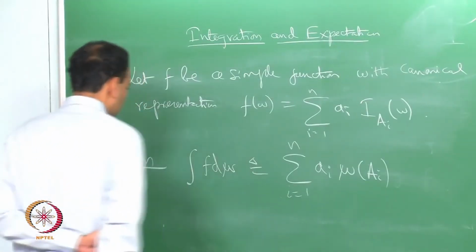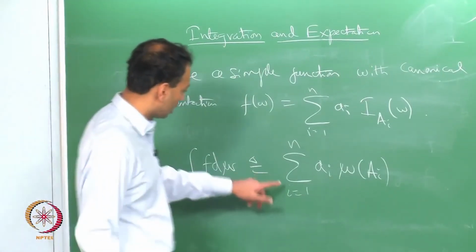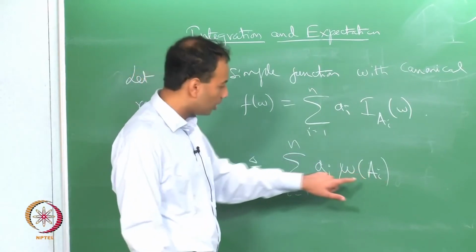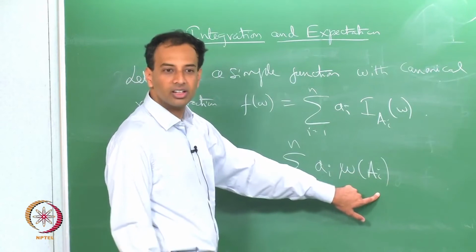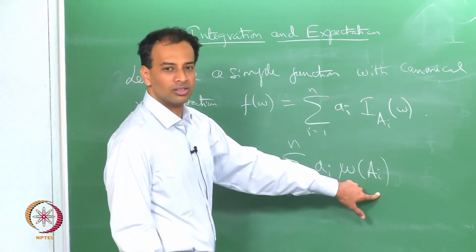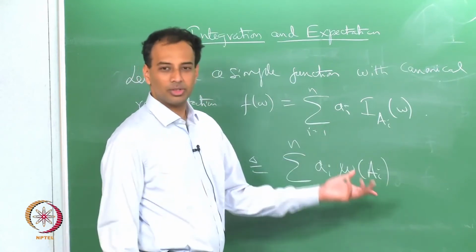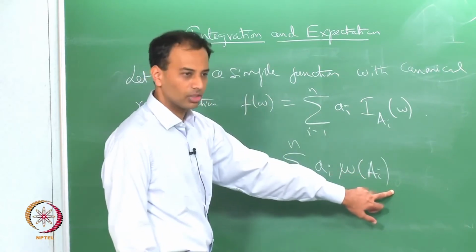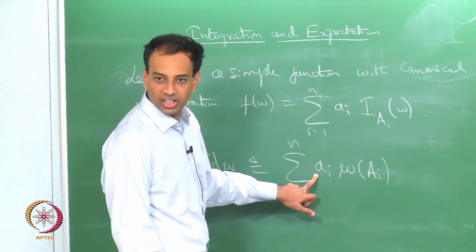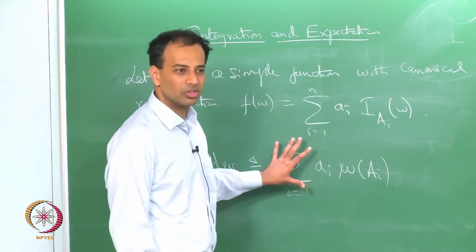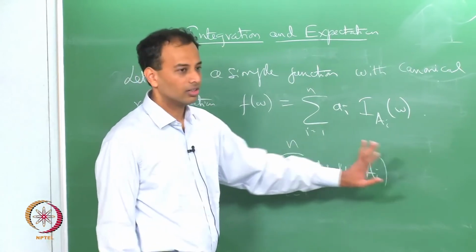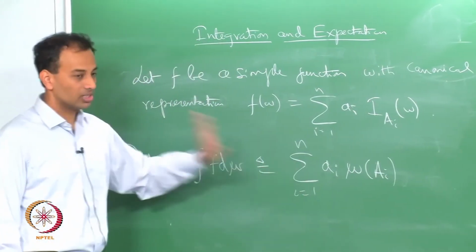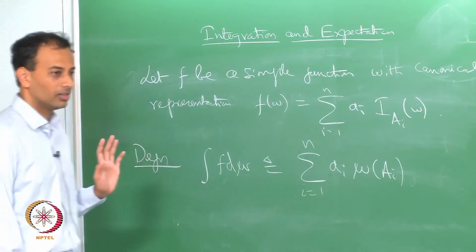So, the integral of f d mu is defined as the sum over i equals 1 to n of a_i times mu of A_i. Now, why is mu of A_i well defined? A_i is measurable, so mu of A_i is well defined. It is some non negative number, a_i is already non negative, and this is a finite summation. So, this is perfectly well defined, no problem. So, this is the definition.